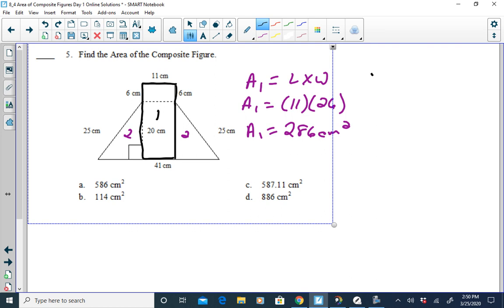Area 2 is a triangle, but there's 2 of them. So if we do 1/2 base times height, but then there's 2 of them, right? They cancel out. So area 2 is simply base times height.